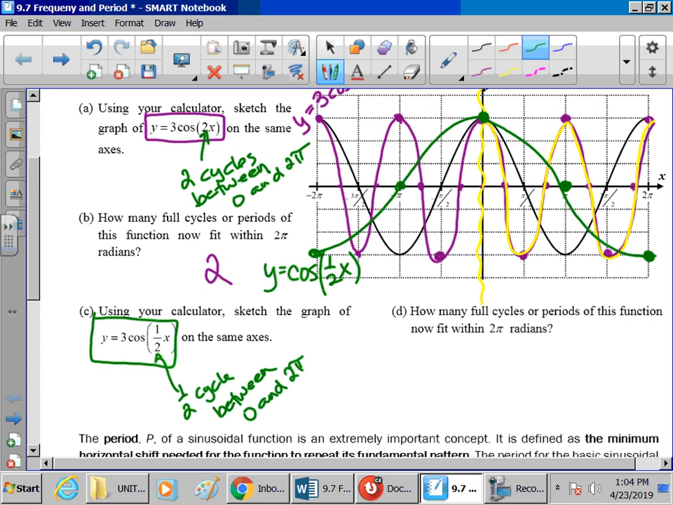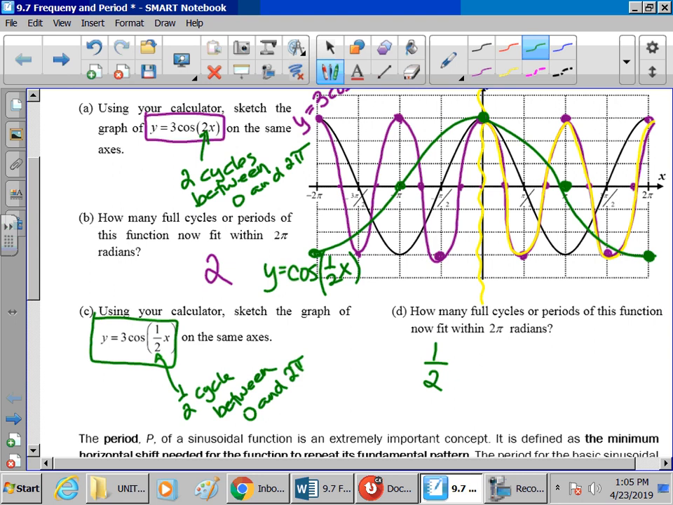So how many full cycles or periods of this function now fit within 2 pi radians? I basically just answered that question already, and half of it does. So there are the two functions that we're supposed to be graphing, and I think they look pretty great and they're pretty straightforward. All right, so today we're going to talk about, it's not a horizontal shift, it's just a stretching or a compressing of the cosine and the sine functions in this situation.